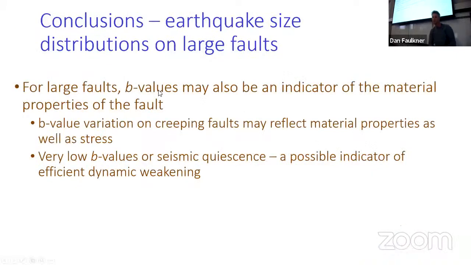Okay, so some conclusions from this part of the talk. First of all, that b-value variation that we showed on the Parkfield section of the fault, the new view maybe is that it's reflecting material properties rather than just stress levels on that fault.